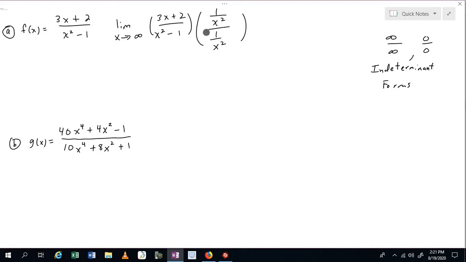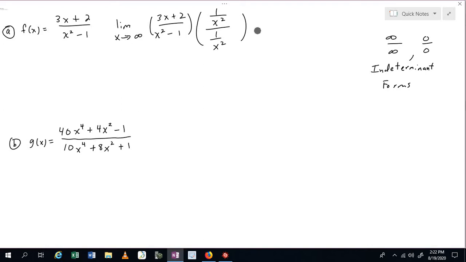And why am I choosing x squared? I'm choosing x squared because that's the term down here on the bottom of this rational function. We never use the top. You always look at the bottom. This happens to be a second degree polynomial on the bottom, and that's the reason I'm using 1 over x squared.